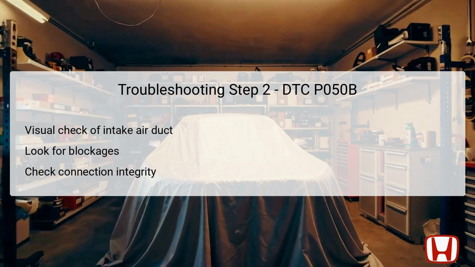In the second troubleshooting step for DTC P050B, the focus shifts to a visual check of the intake air duct. This component is essential for directing airflow into the engine, significantly affecting combustion and ignition timing. Inspect for any blockages or kinks that could inhibit airflow. Additionally, verify that all connections are secure to prevent air leaks that could disrupt the air-fuel mixture.